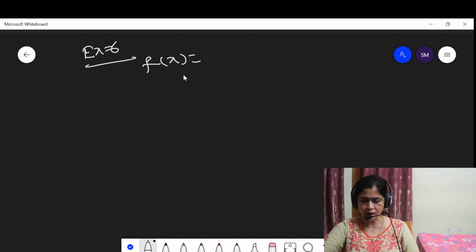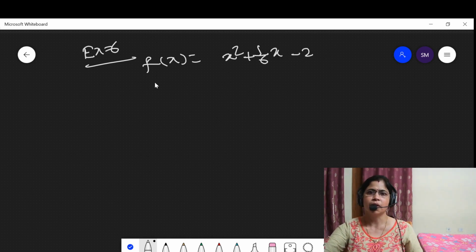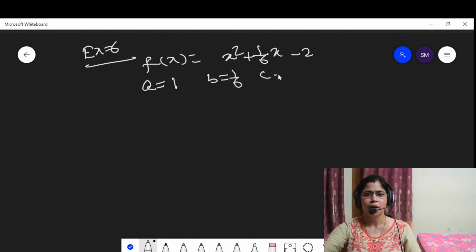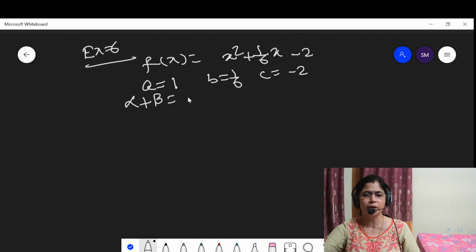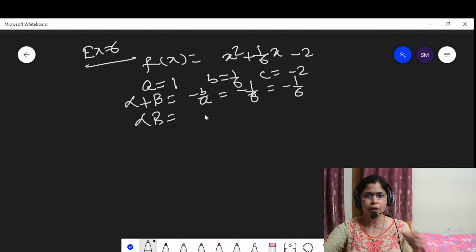Here the question says that f(x) is equal to x square plus 1 upon 6 x minus 2. Then here a is equal to 1, b is equal to 1 upon 6 and c is equal to minus 2. According to the formula, alpha plus beta is minus b upon a, which is equal to minus 1 upon 6 upon 1, which is minus 1 upon 6. And alpha into beta is equal to c by a, which is minus 2 upon 1, which is minus 2. Now solve the question.